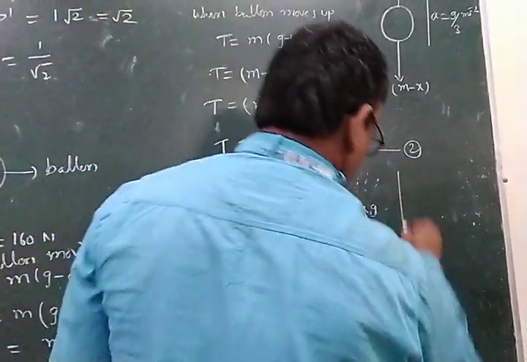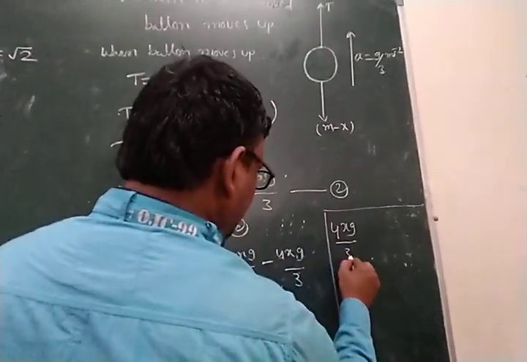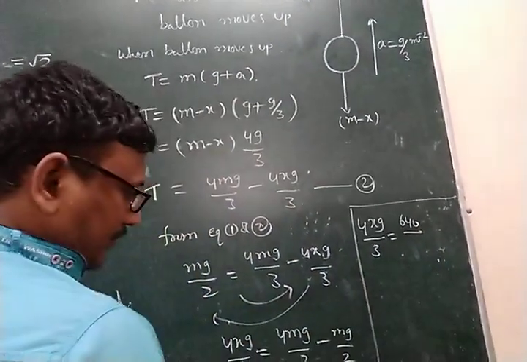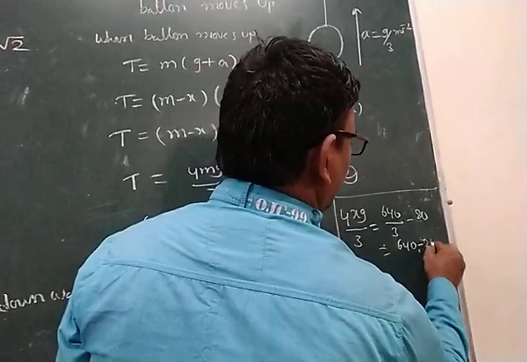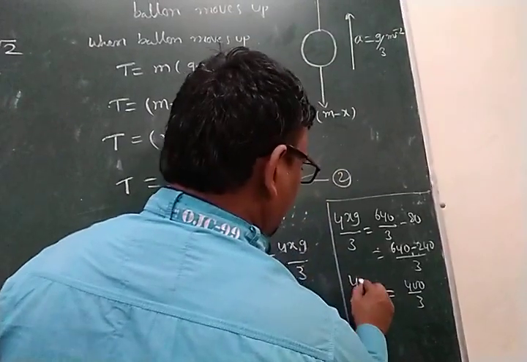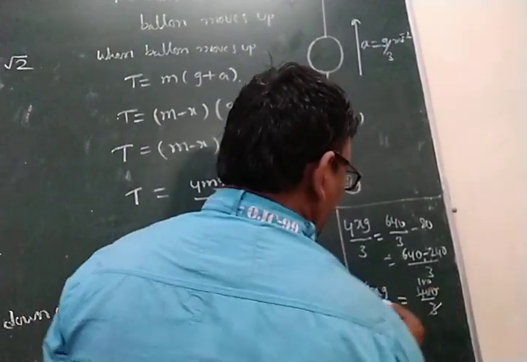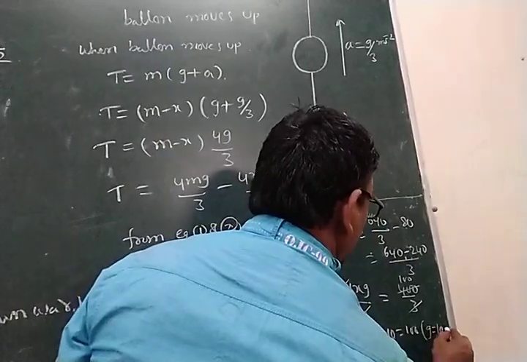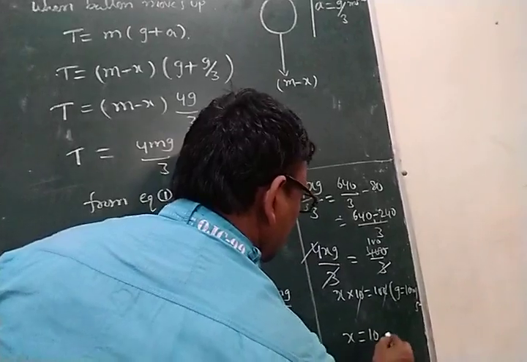Now we can write 4xg by 3 is equal to 640 by 3 minus 80, that is equal to (640 minus 240) by 3, that is equal to 400 by 3, equal to 4 into xg by 3. The 3 gets cancelled and 4 into 100, and g value is 10 meter per second squared, so the zero gets cancelled. x is equal to 10.